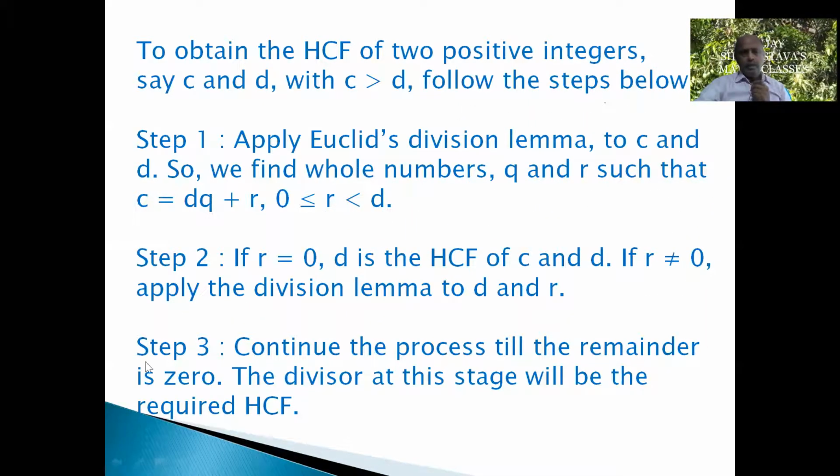Then step 3, continue the process till the remainder is 0. The divisor at this stage will be the required HCF. So finally, you have to find the remainder as 0. Once you get the remainder 0, the last divisor is called the HCF. Step 3 tells you this thing.